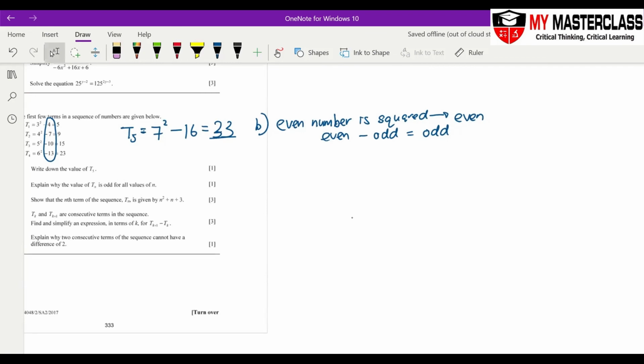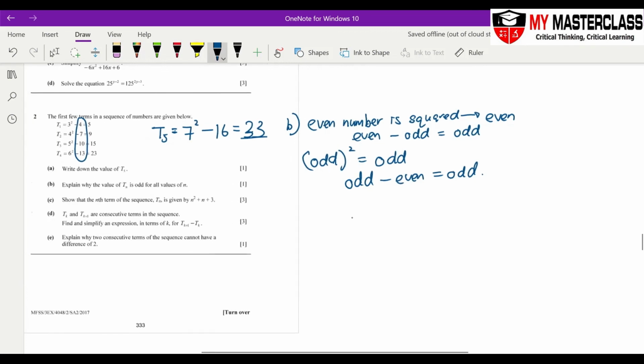Okay, you see, all even squares are subtracted by an odd number. So next one you can write down: when an odd number is squared, it will give even or odd. 3 squared, 9. 5 squared, 25. It will always be odd. And then you realize that in the sequence, an odd number minus an even number will still always be odd. Okay, so that is how you explain number 2.